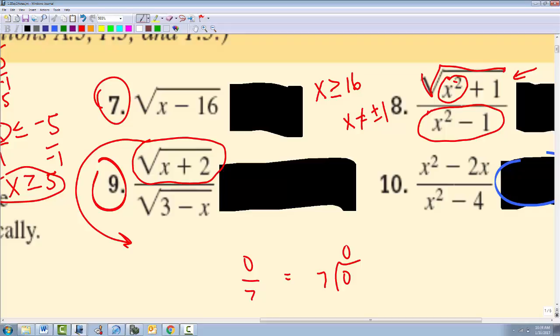So it's valid. Can I plug in negative 3? Negative 4? Negative 5? Negative 1? Negative 1, 0. 1, 2, 3. You haven't said one word yet. 4. Thank you. All right.